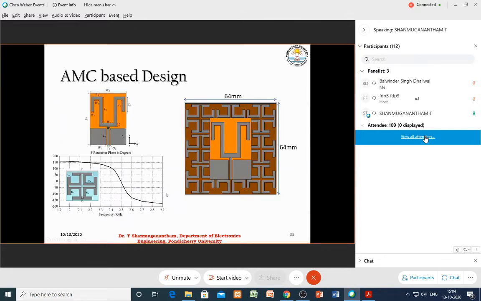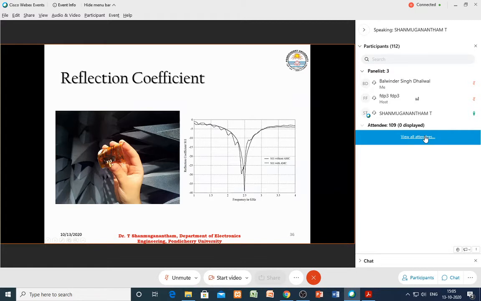And this is the AMC based design, the artificial magnetic conductor based. So here this is a simple monopole antenna, like a serpentine shaped antenna, with this EBG structure at the back side of this antenna to reduce the radiation effects. And the backside EBG is 64 by 64 millimeter square, and this antenna is particularly for this application. And this is the fabricated prototype. That one was fabricated and measured in the anechoic chamber, S11 with as well as without AMC.